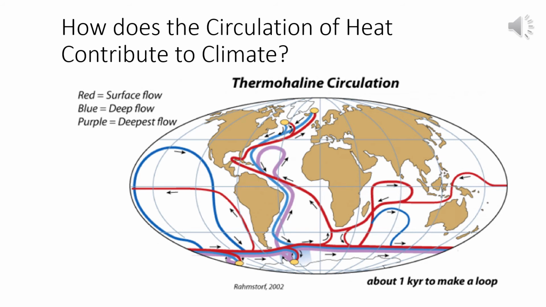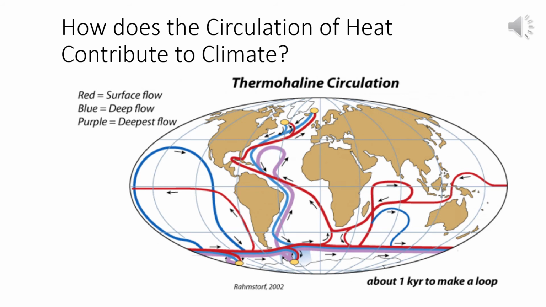There are 3 different kinds of circulation in the ocean. You have surface flow, deep flow, and then what is called the Great Ocean Conveyor Belt, which is found at the very bottom of the ocean. And this is called thermohaline circulation. The purple that you see on this diagram is the Great Ocean Conveyor Belt. It carries water around the entire Earth in about 1,000 years.